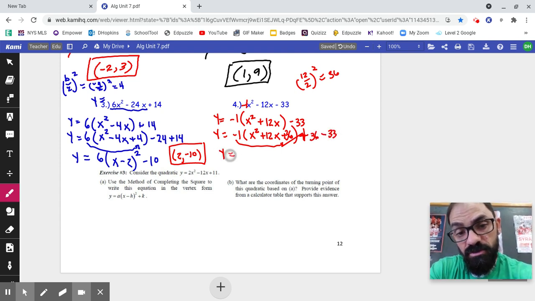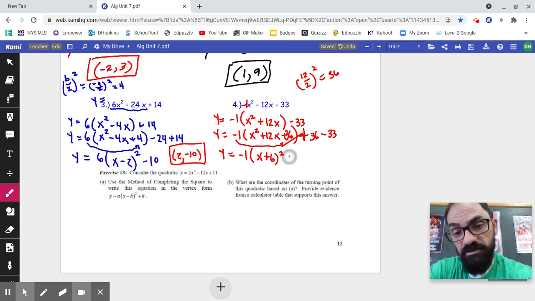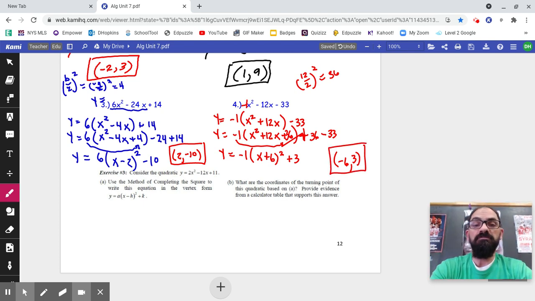So y equals negative 1. Half of 12 is 6, so plus 6 squared. And then 36 and negative 33 is plus 3. So my vertex, negative 6, 3. Okay, 1 to go.